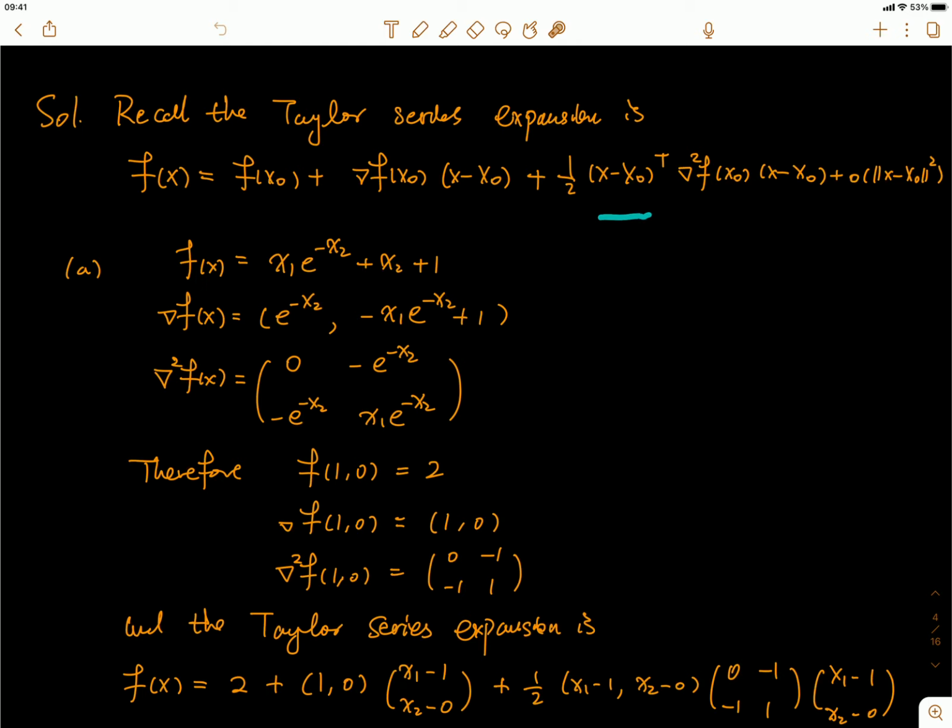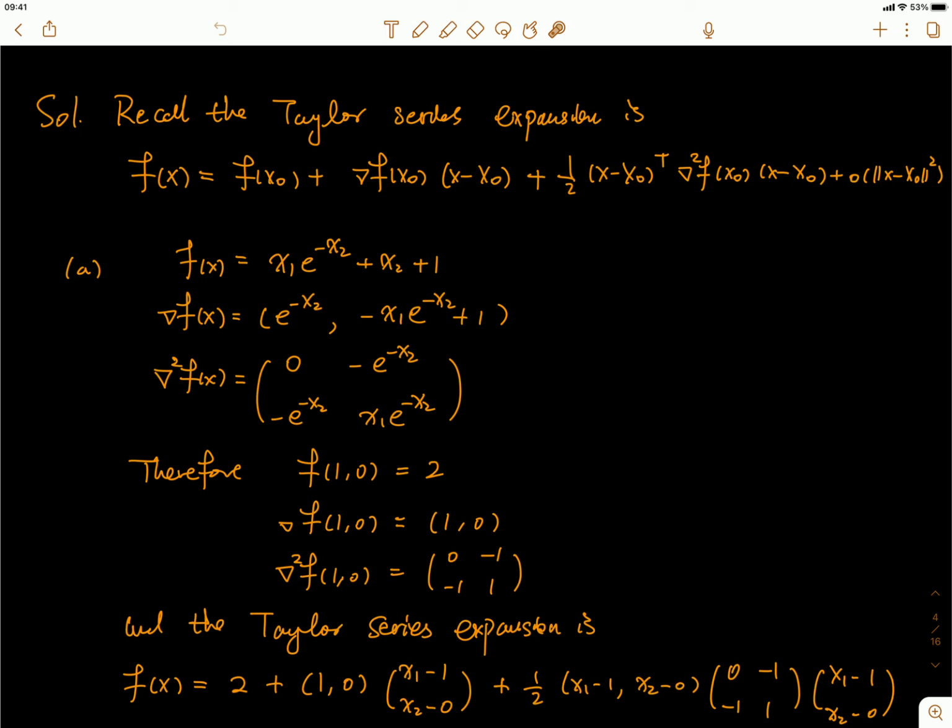And this is a row vector, and in the middle that's a Hessian matrix. And x minus x0 is a column vector by default. So this also gives us a scalar. So now what we need to do is just to figure out what the gradient and what the Hessian is. For this function f, the gradient is just the partial derivatives with respect to x1 and x2. For the partial derivative with respect to x1, you can see that only the first term involves x1. So we take the derivative with respect to x1, we'll get that. And when we take the derivative with respect to x2, we'll get this.